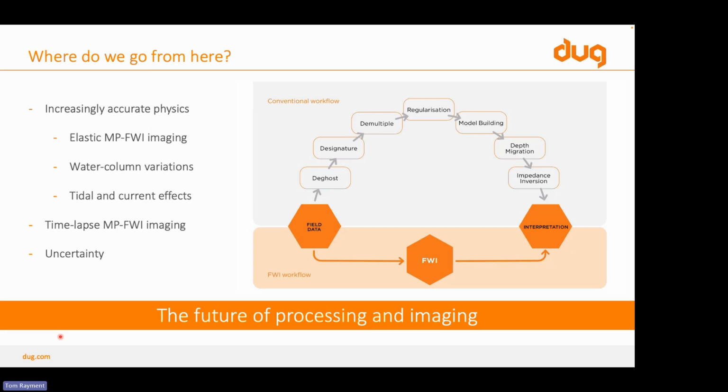And then there's great potential for this technology for time-lapse MP-FWI imaging, and then beyond that for developing uncertainty estimations through the technique as well, rather than just getting one output, getting an understanding of how likely that is to be the true answer. So we think there's great potential for the technology moving forward beyond where we are now.